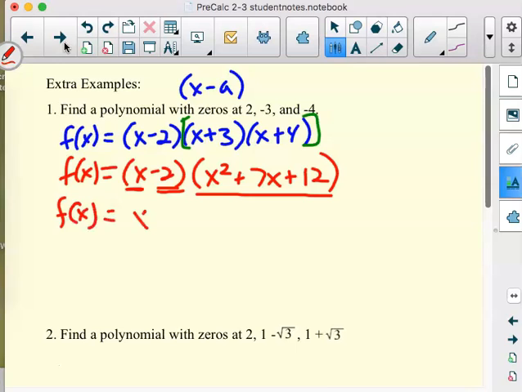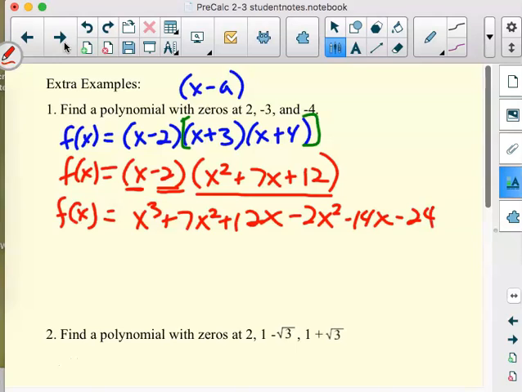So we distribute the x, and we get x cubed plus 7x squared plus 12x. Then we distribute the negative 2, and we've got negative 2x squared minus 14x minus 24. Last but not least, we clean it up, and that's going to be by combining any like terms. We only have one cube. We've got 7x squared minus 2x squared for 5x squared. 12x minus 14x is minus 2x, and minus 24.